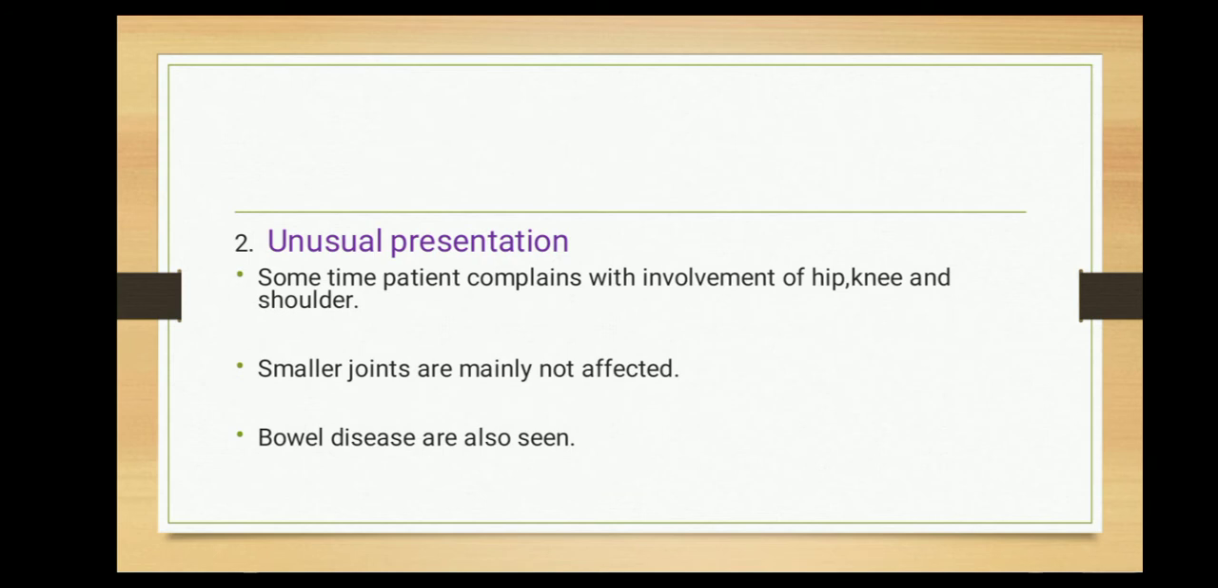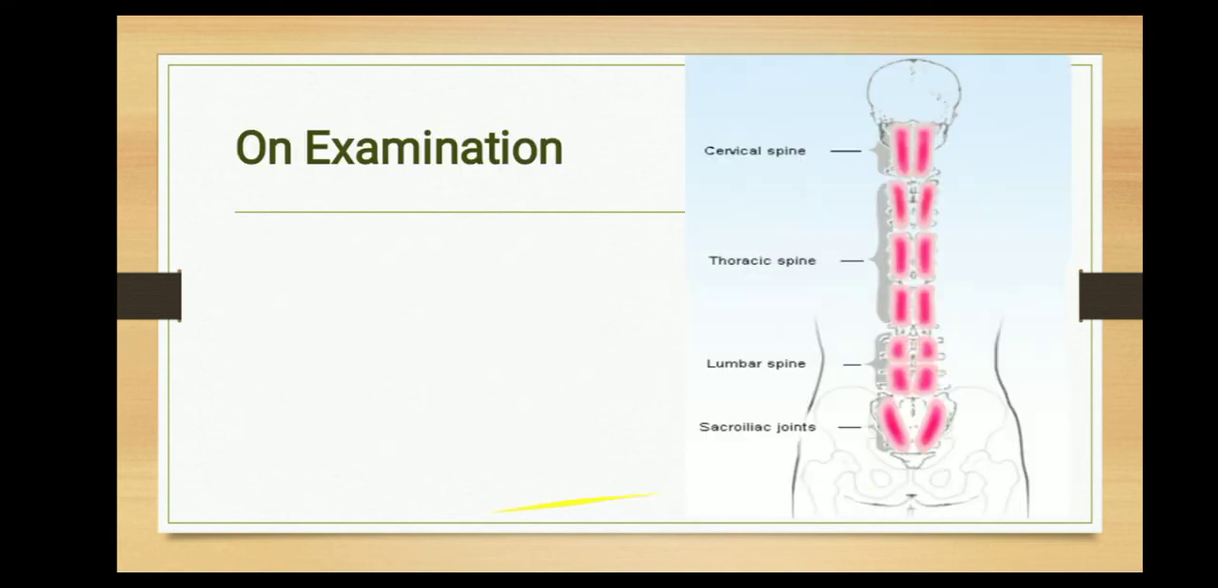The second one is the unusual presentation. Some patients complain of involvement of the hip, knee and shoulder. Smaller joints like the wrist and metacarpophalangeal joints are mainly not affected. Bowel disease is also seen when the extremity joints are involved.